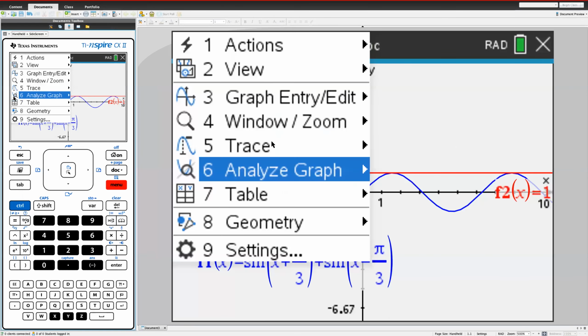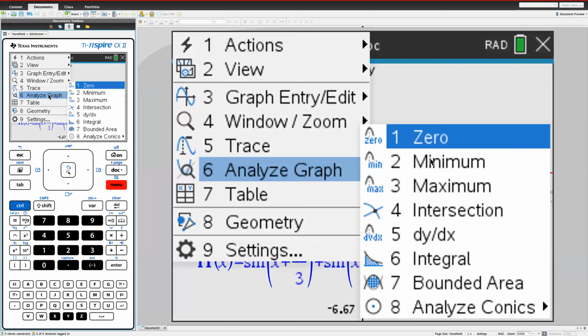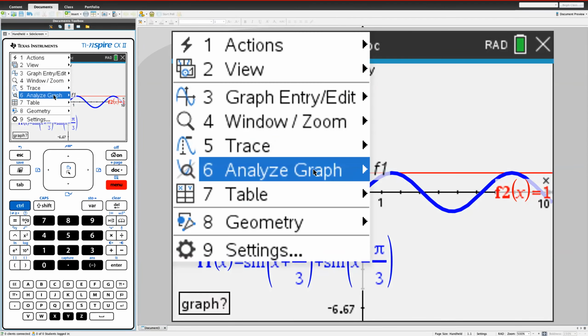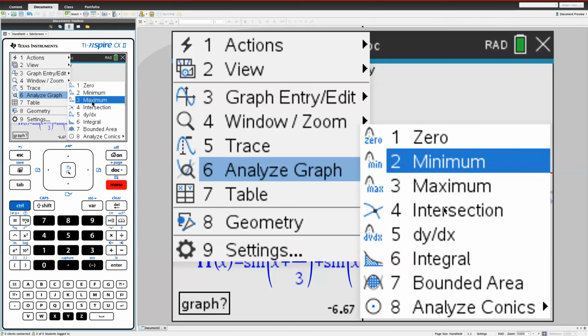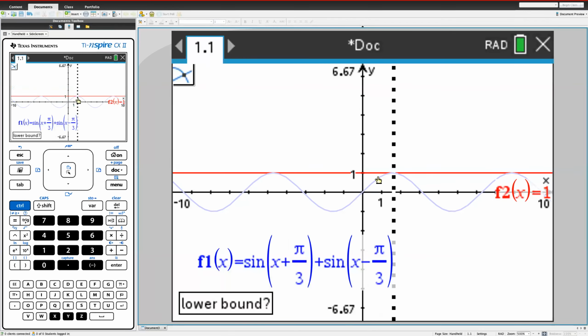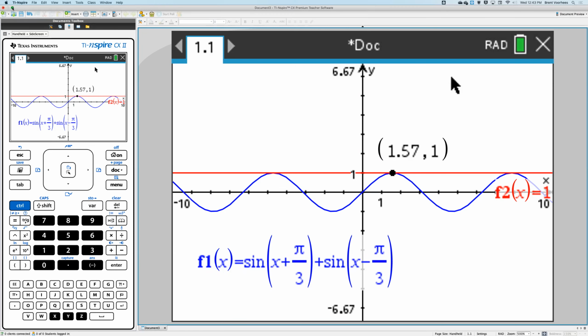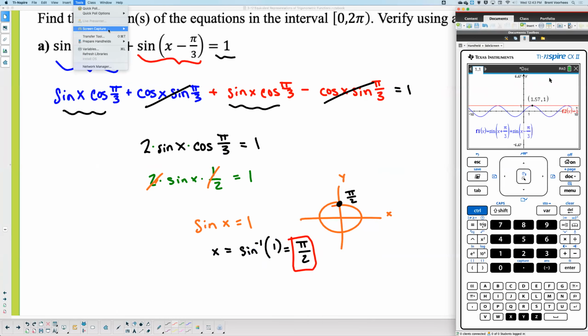Well, let's see here. If I do menu, analyze graph, I'm not looking for the 0, I'm looking for the intersection. Where do these two graphs intersect? 1.57. What is that approximately? 1.6. I mean, in terms of pi. If 3.14 is 1 whole pi, that's like half, that's half of a pi. So we got the correct answer here.